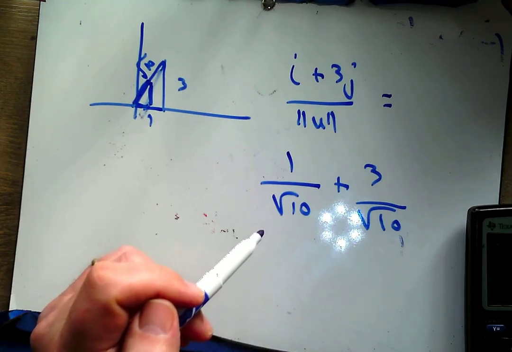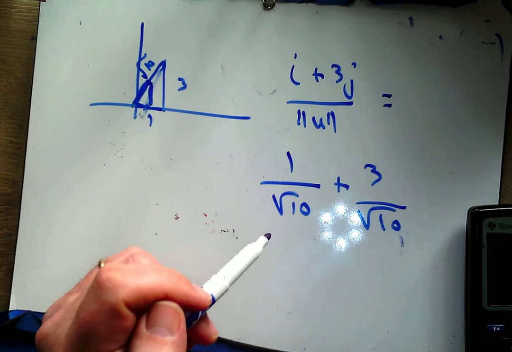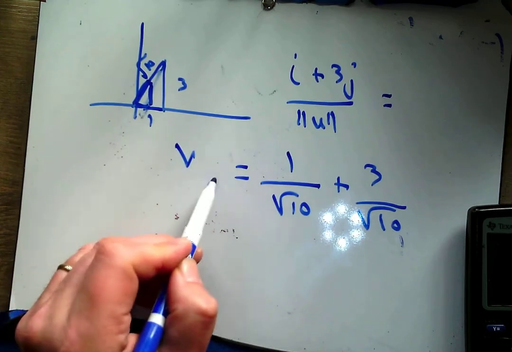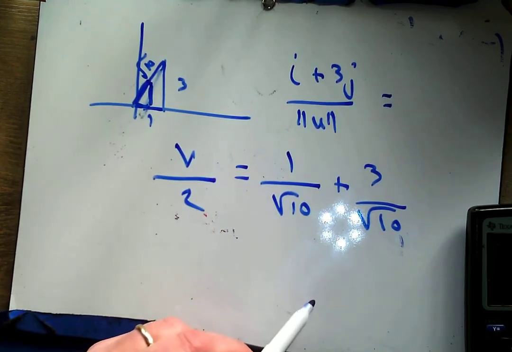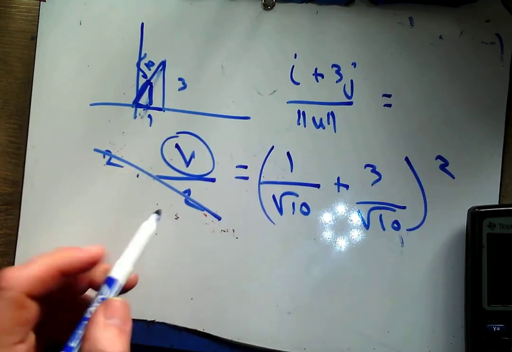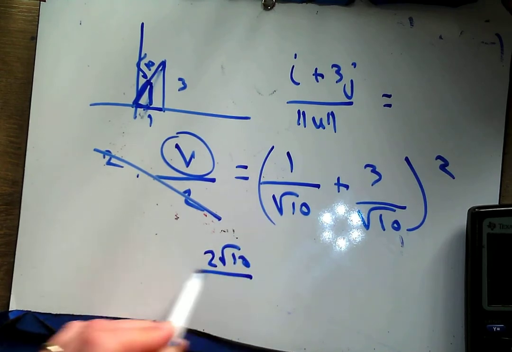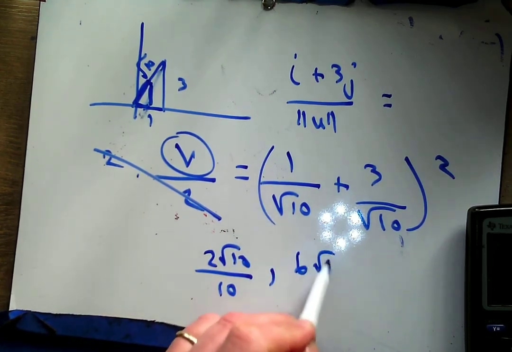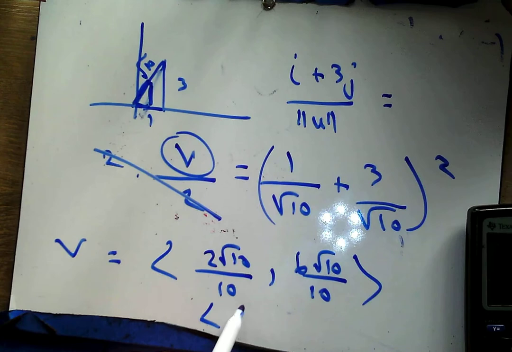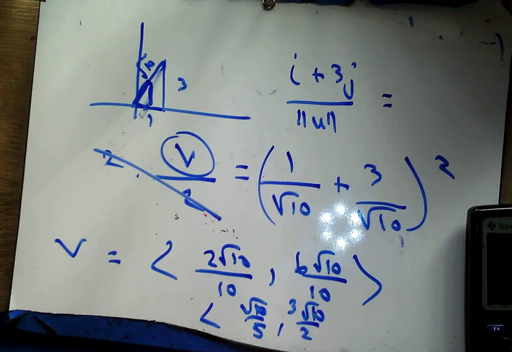So I'm thinking that equals my v over magnitude of v. There we go. So if I multiply both sides by 2, I'm going to have v. So I'm going to have 2 root 10 over 10, and 6 root 10 over 10. And these can reduce to root 10 over 5, comma, 3 root 10 over 5. Is that right? Yes, it's over 5. There we go. So there's my v.